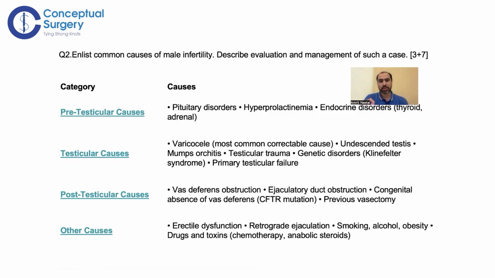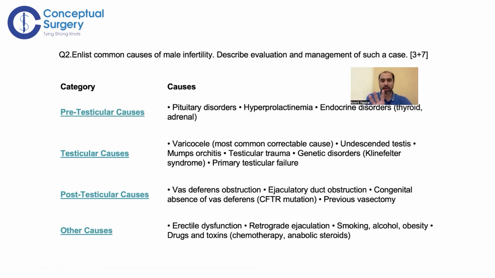Post-testicular means in the tubules, vas deferens problem, or someone has had a vasectomy before, problem in the ejaculatory duct, problem in the cilia, like a cystic fibrosis mutated gene. So those kinds of syndromes or post-testicular causes are the reasons where there is a problem in the pathway. These are the three main categories.